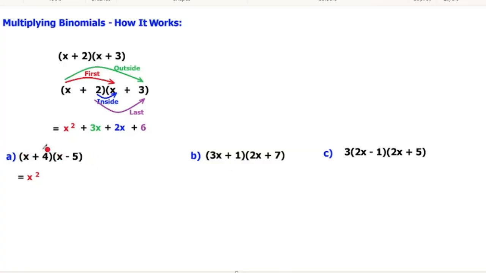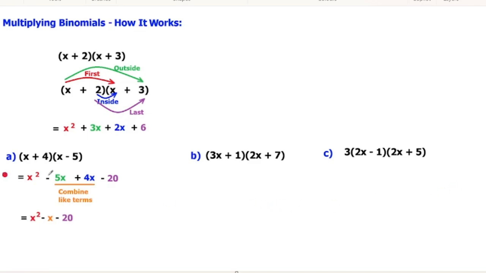So we do this times this, it's going to be x squared. And then we're going to do our outside, so the green one, x times minus 5 is going to be negative 5x. Okay, now we're going to do our inside. Positive 4 times x is going to give us 4x. And then we do our last, 4 times minus 5 is negative 20.